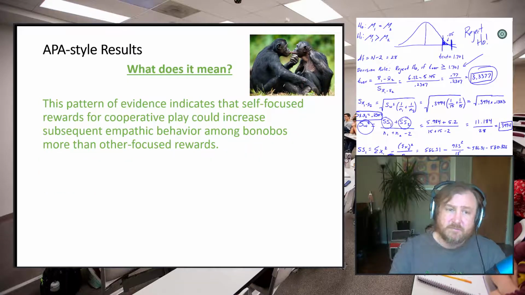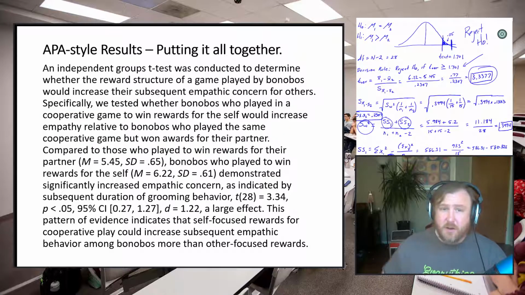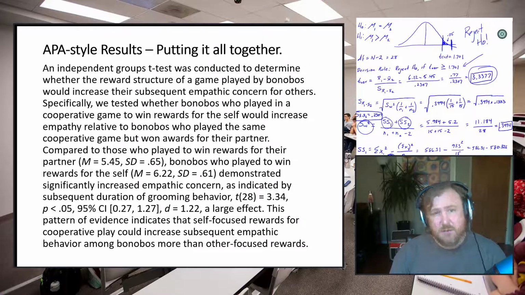And then we go to, what does it mean? We say this pattern of evidence indicates that self-focused rewards for cooperative play could increase subsequent empathic behavior among bonobos more than other-focused rewards. Okay, and then we just take that, we put it all together, and we have a full APA-style results draft. And this is precisely the type of writing that you would see in an APA-style peer-reviewed scientific manuscript that reported an independent group's t-test.